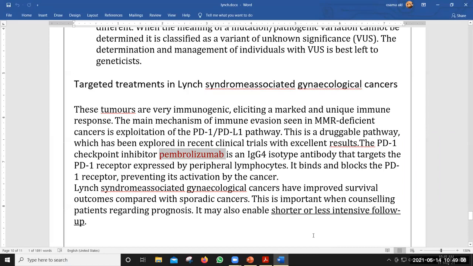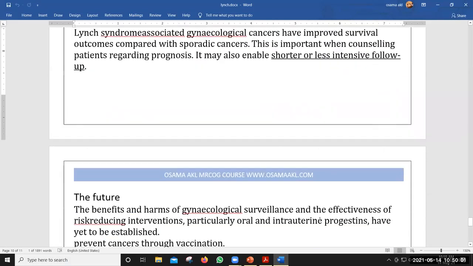After treatment of cancer in Lynch, what do you think? The post-operative monitoring and follow-up will be more aggressive or less aggressive than for a tumor not related to Lynch? More aggressive. Tell me, the prognosis here is good or bad? Prognosis with Lynch is good. So good prognosis, less aggressive. So less recurrence and better survival rate. That's why short and less post-operative follow-up.